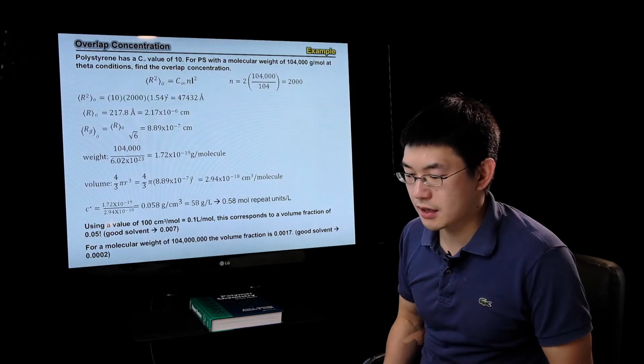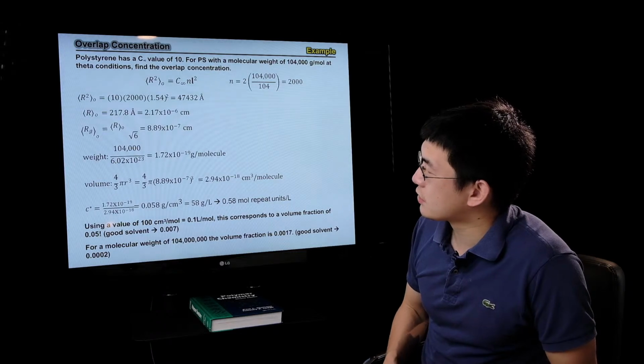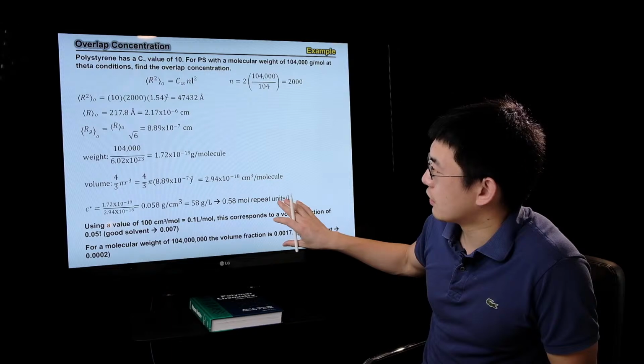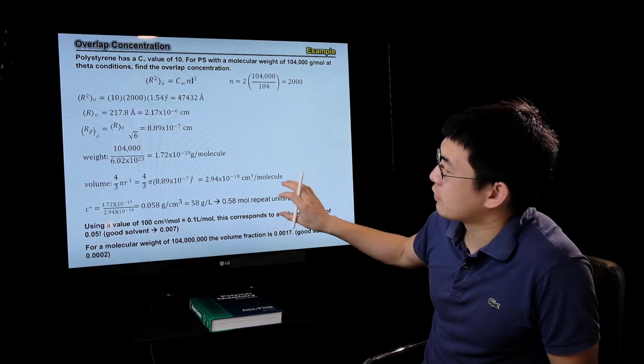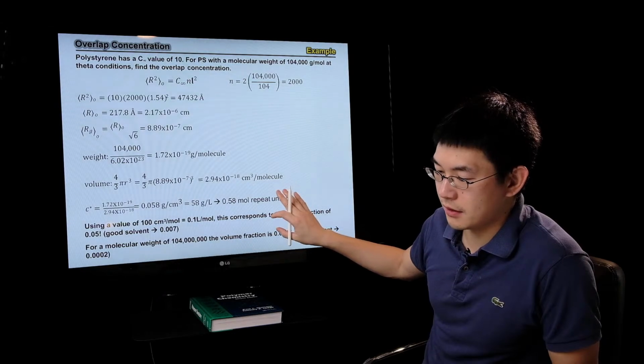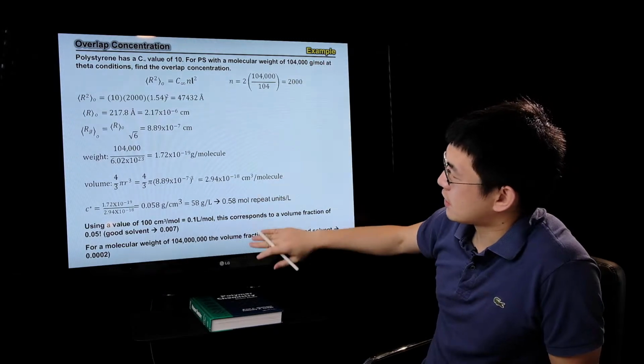And in the previous work, we had one of the homework problems as shown here. This is where you can calculate the overlapping concentration. But as you know, this overlapping concentration will depend on the molecular weight as well as the characteristic ratio of your material. So I want to go through this one more time.